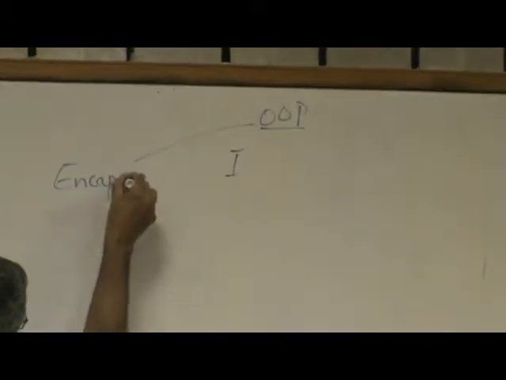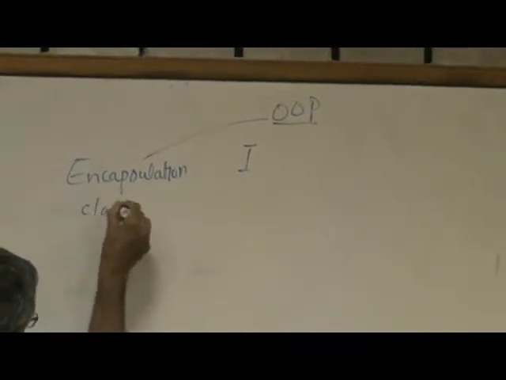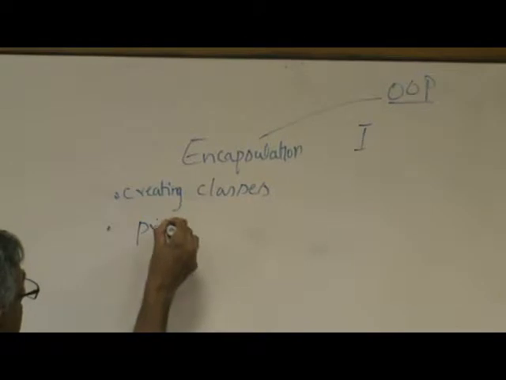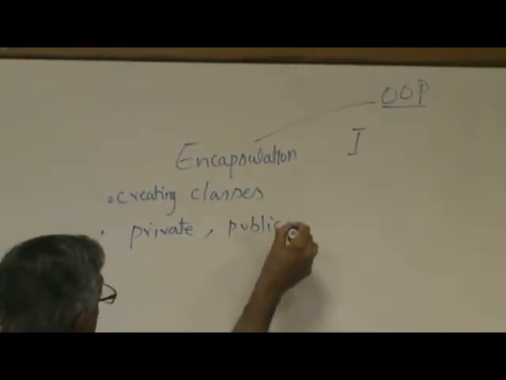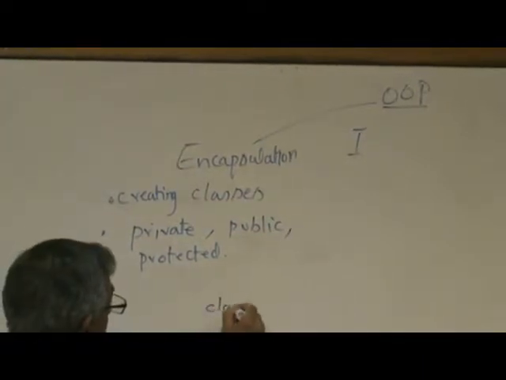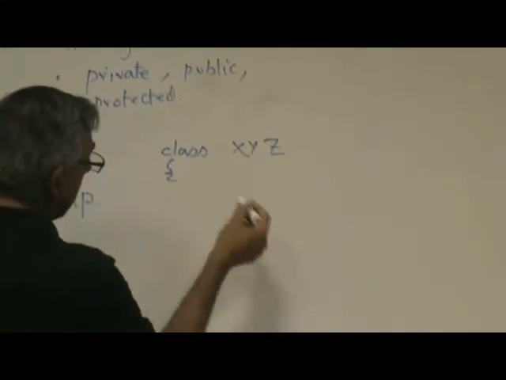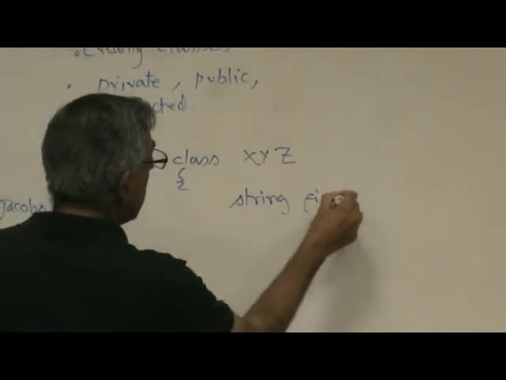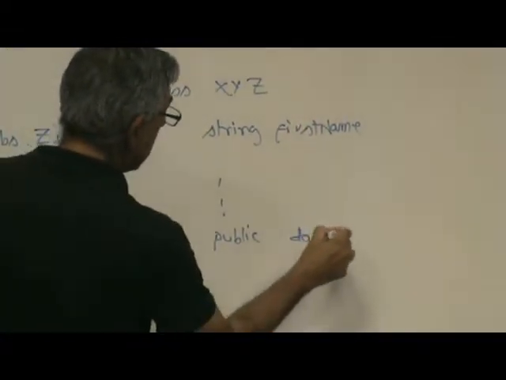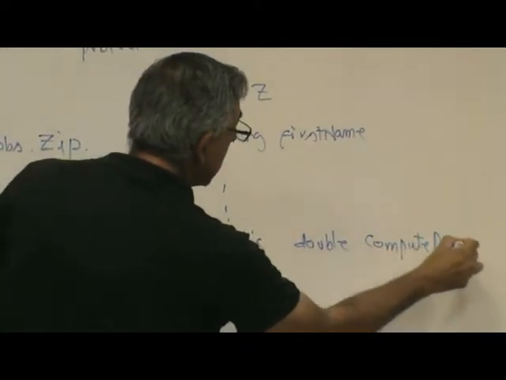As far as object-oriented programming is concerned, remember we said encapsulation is one of the key ideas, and this is easy. This is basically creating classes. And once we create a class, of course, we have the private keyword, the public keyword, and the protected keyword, right? So hopefully everybody understands. Both the data as well as the functions as well as the class itself could be marked private or public. So if you create a class XYZ, and you declared, let's say, string first name, and somewhere over here you have, let's say, public double compute pay, right?